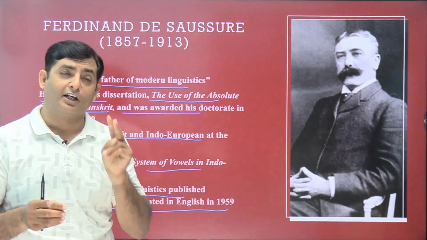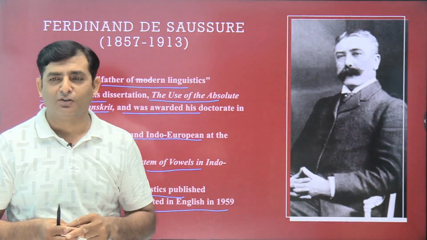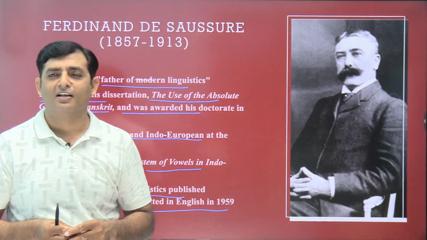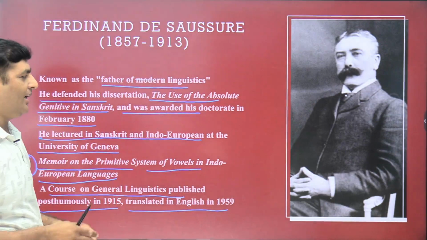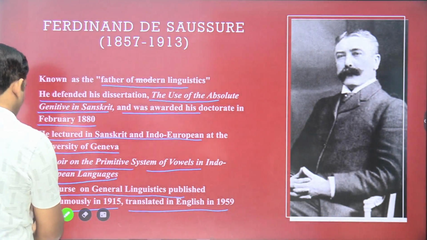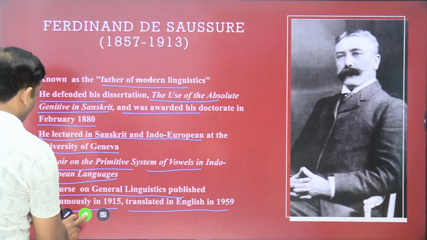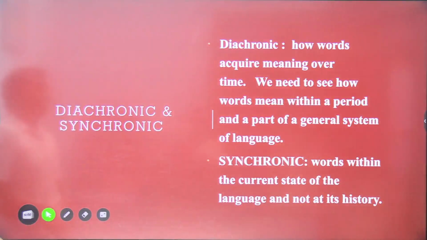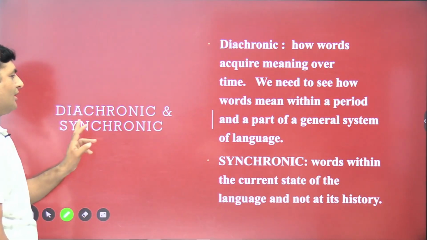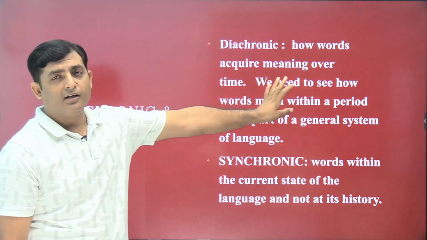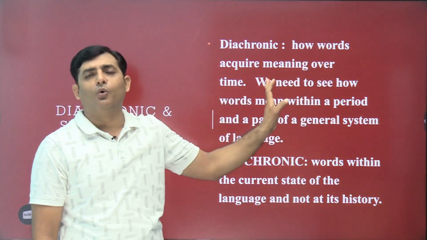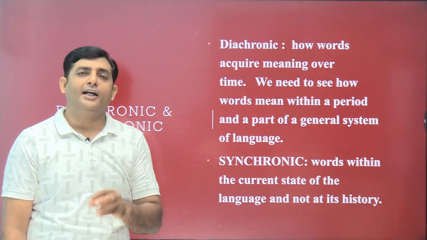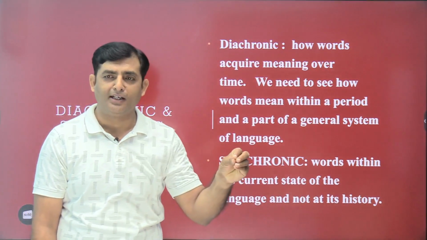First of all, he talked about two types of linguistics, diachronic linguistics and synchronic linguistics. In these he studies words, how the meaning of words is decided. There are two types of study, diachronic and synchronic. Diachronic: how words acquire meaning over time. You know that words keep on changing their meaning over time.